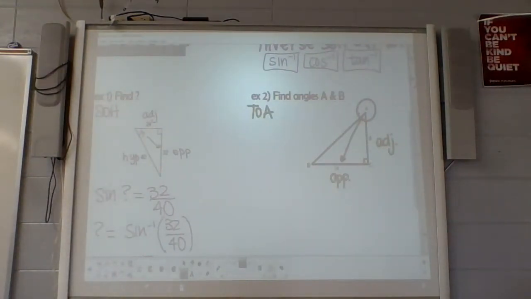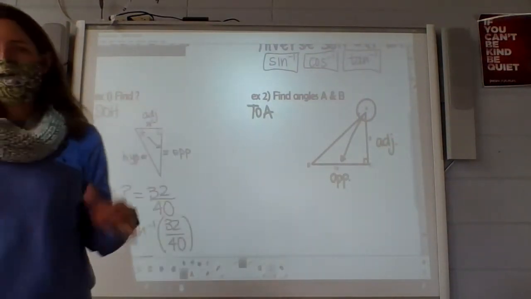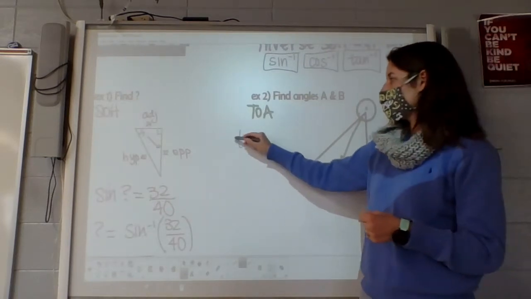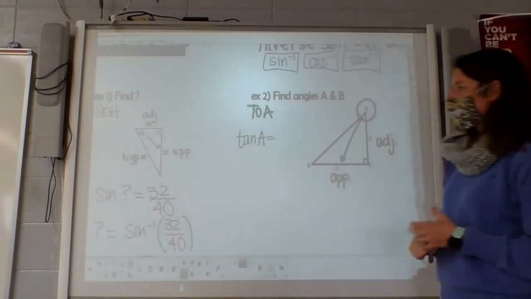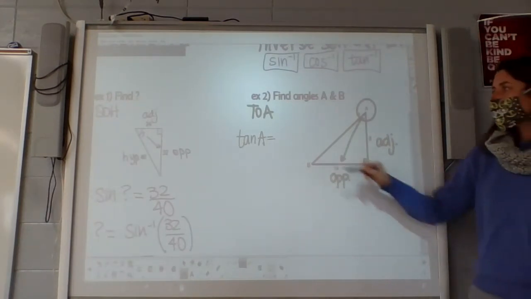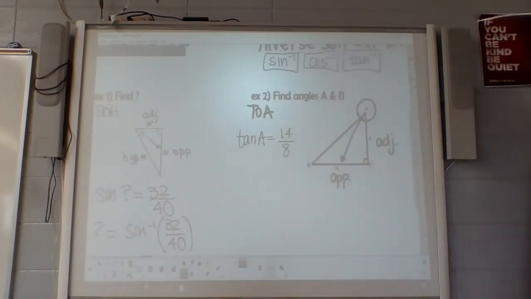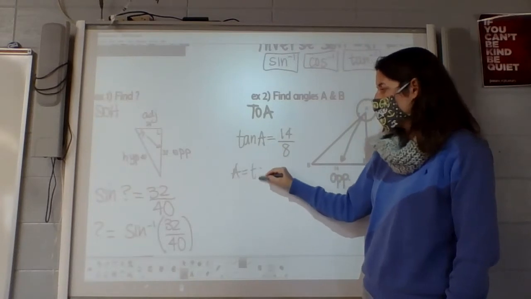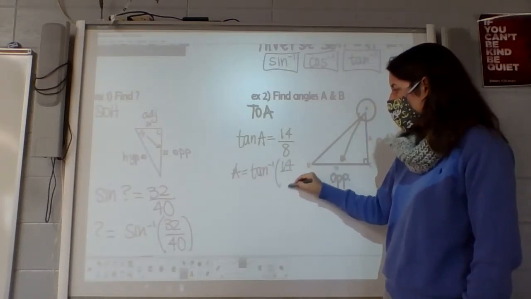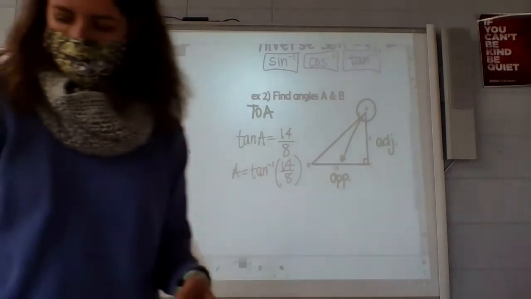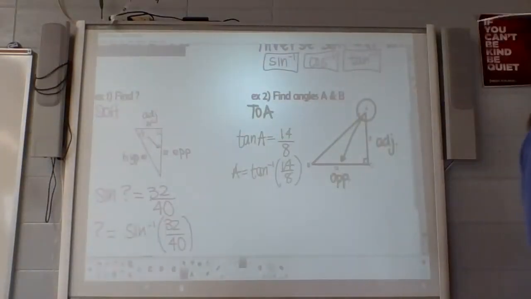Unless I went and found the hypotenuse, then I have some options. But I like when the side lengths are whole numbers. If I can stick with whole numbers, it's a little more accurate. So I'm going to do tangent of angle A. I don't know what angle A is yet. Equals O over A, so 14 over 8. Now in order to solve for angle A, that's where we use the inverse tangent on our calculator. So the inverse tangent of 14 over 8. I should have gotten like 60.2, I think.